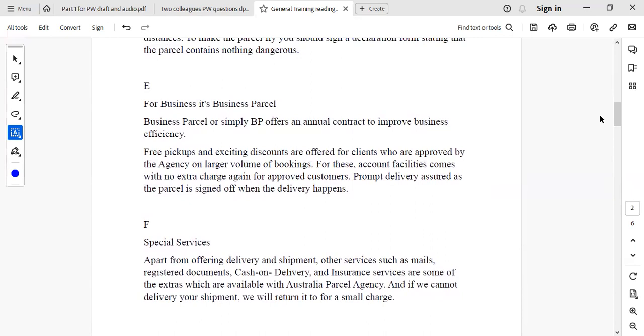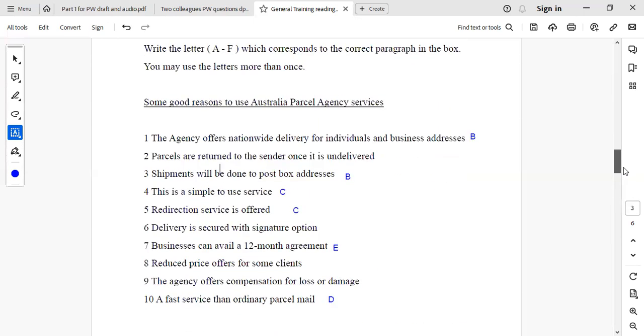Free pickups and exciting discounts are offered for clients who are approved by the agency on larger volumes of bookings. Perfect. For these, account facilities comes with no extra charge. Look at this, guys. No extra charge. Don't you think it's price compensation here for approved customers? No, who are approved customers? Some clients. Look at this. Reduced price offers to some clients. Don't you think now? Comprehension, paraphrasing skills. E. Absolutely.